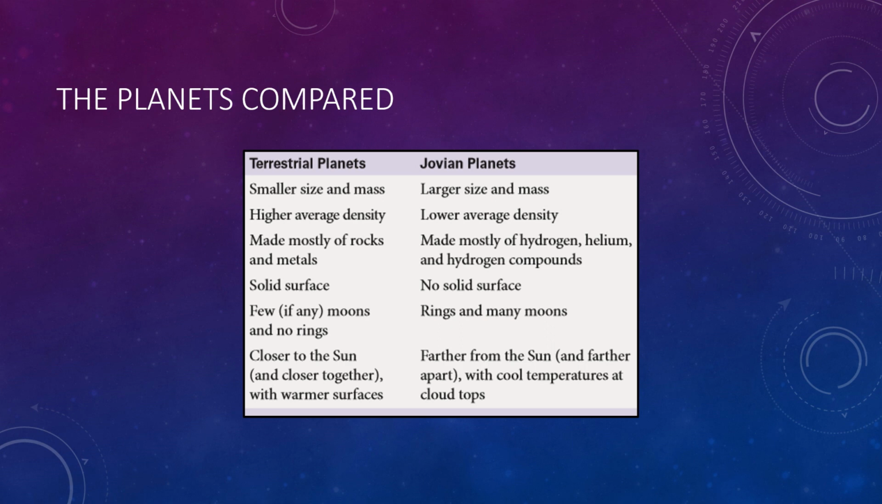The Jovian planets are essentially the opposite. So for my students, this is a good reference slide for you if you need to review the basic properties of these different categories of planets.